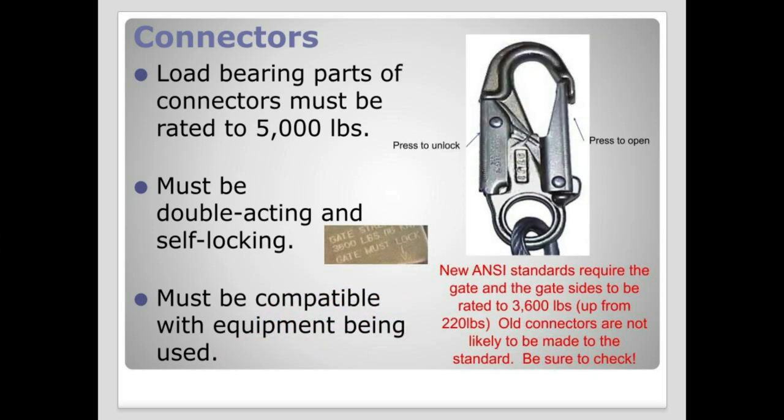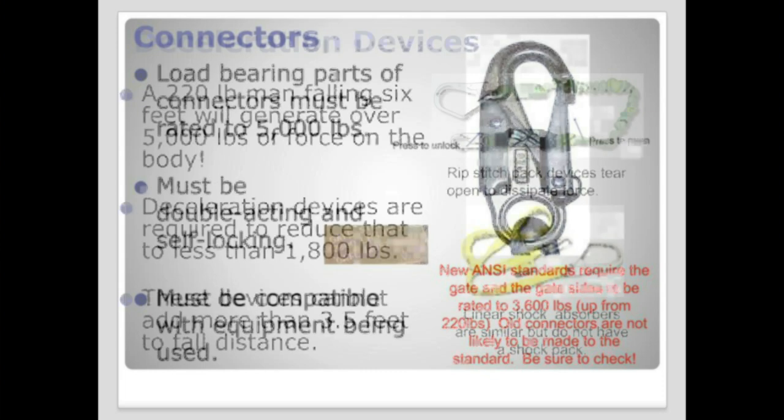Here's an example of a connector. Load-bearing parts of connectors must be rated to 5,000 pounds, must be double-acting and self-locking, and must be compatible with equipment being used. New ANSI standards require the gate and the gate sides to be rated to 3,600 pounds, up from 220 pounds. Old connectors are not likely to be made to the standard. Be sure to check this out.